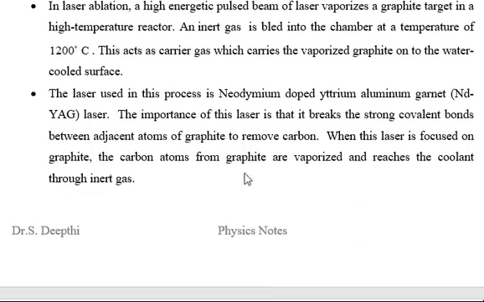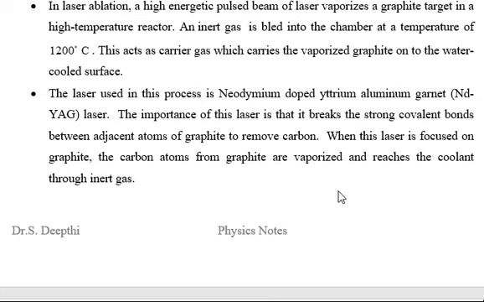The laser used in this process is neodymium doped yttrium aluminum garnet. As I have said in the previous video, the ND-YAG laser is a neodymium doped yttrium aluminum garnet laser. The importance of this laser is that it breaks the strong covalent bonds between the adjacent atoms of graphite to remove the carbon, as I have said in the previous video.